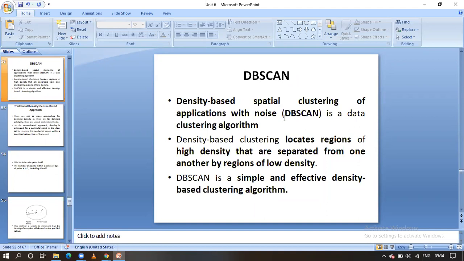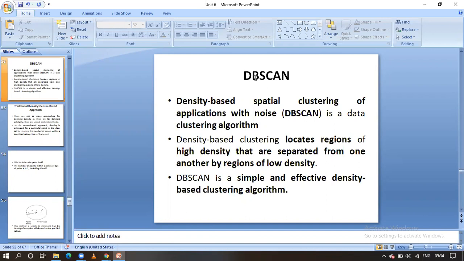And what is the advantage related to DBSCAN? If the input data contains noisy information also, it is able to separate that, guys. That is the important point related to DBSCAN. The name implies it itself: if the input data contains noise also, it is able to separate that in the form of clusters, guys.